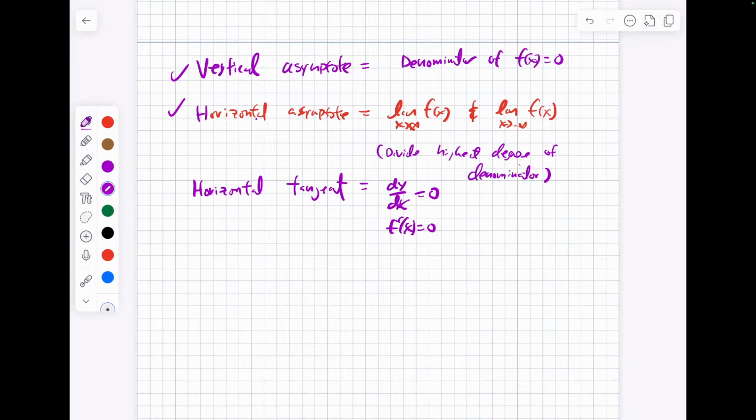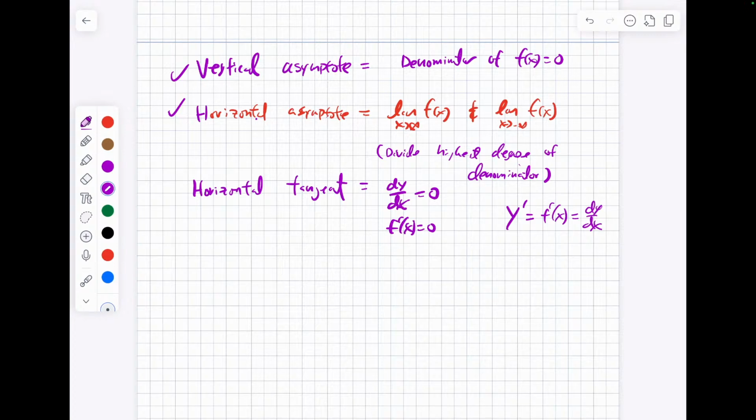Why is that one dy over dx? dy dx is another way to say the derivative of y. So there are a few notations. y prime is the same thing as f prime of x, the same thing as dy dx. This all represents the derivative.